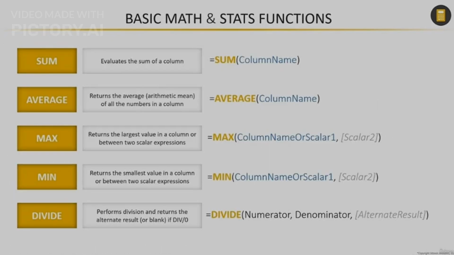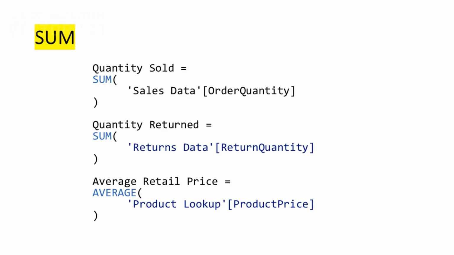Basic math and stats functions in DAX include sum, average, max, min, and divide. These functions help in performing essential calculations on your data columns. The sum function in DAX is used to evaluate the sum of a column. For example, you can calculate the total quantity sold, quantity returned, or average retail price using the sum and average functions.